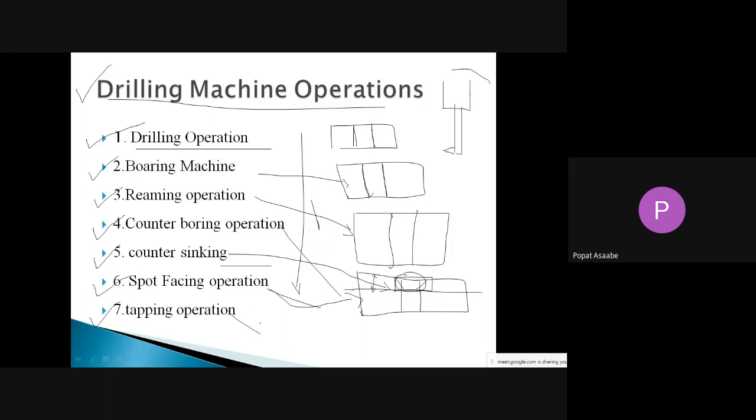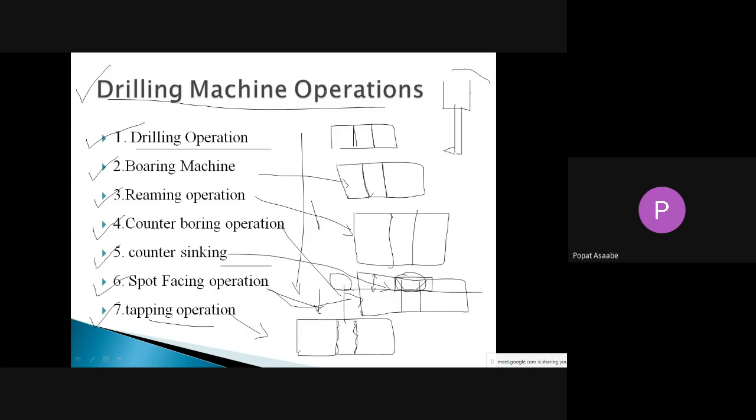And then the last operation is the tapping operation, in which we can produce an internal thread on the existing hole. Suppose this is the existing hole, already produced, and inside that hole we want to make an internal thread. Then we can produce the internal thread with the help of the tapping tool. We hold that tapping tool in the spindle, rotate it along with the spindle, and give feed to the tapping tool into the workpiece so that it generates the thread on that existing hole. This is about the operations we can carry out on the drilling machine.